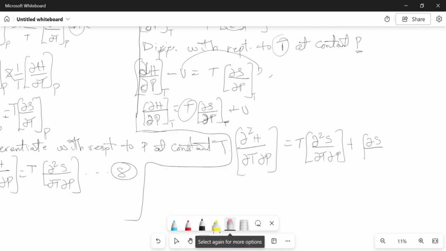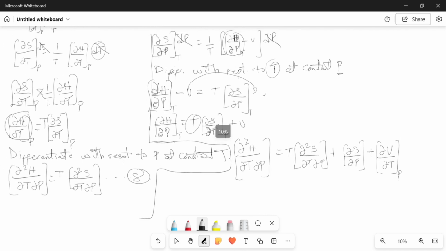Good. I'm going to have del s over del p. Why? Because I've differentiated temperature. Good. Plus, then I'm having a volume here. So if I differentiate volume here, I'm going to have del v over del t. Don't forget, this is at constant pressure. Okay, so let's see what we come up with.